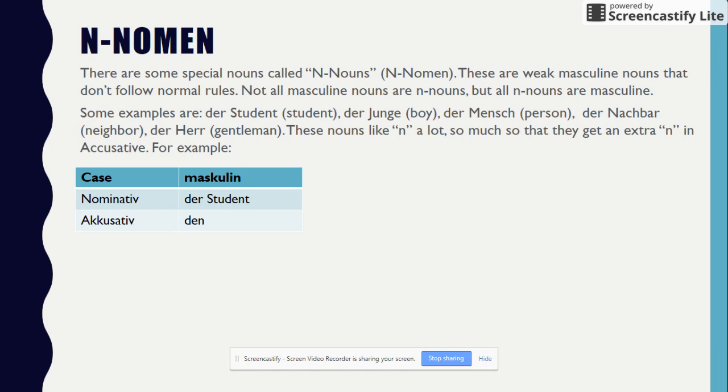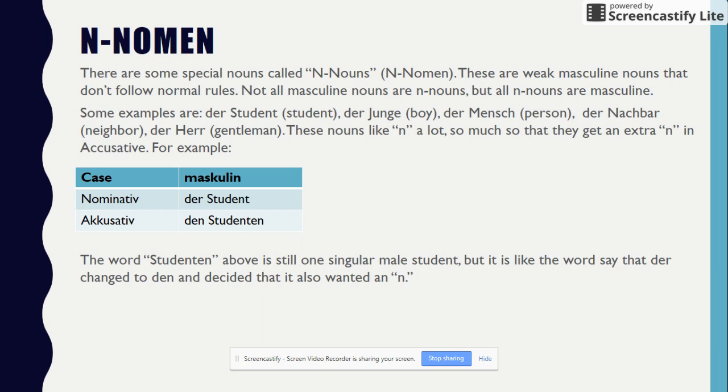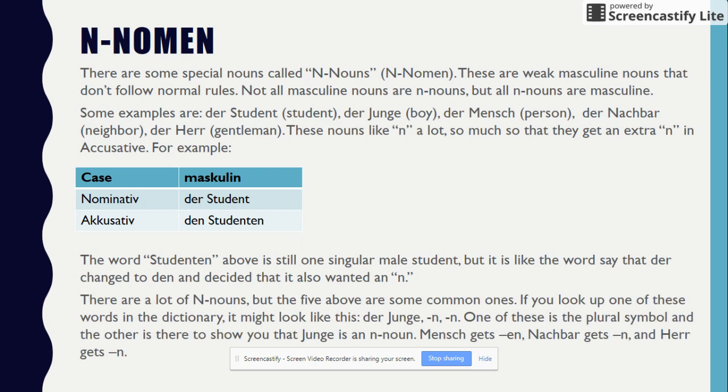In accusative, it is den, der changes to den, Studenten. The word Studenten above is still one singular male student, but it is like the word says that der changed to den and decided that it also wanted an N. There are a lot of N nouns, but the 5 above are some common ones. If you look up one of these words in the dictionary, it might look like this: der Junge, -n, -n. One of these is the plural symbol to show you how it becomes plural, die Jungen. And the other one is to show you that Junge is an N noun. Mensch gets en, Nachbar gets n, and Herr also gets n.